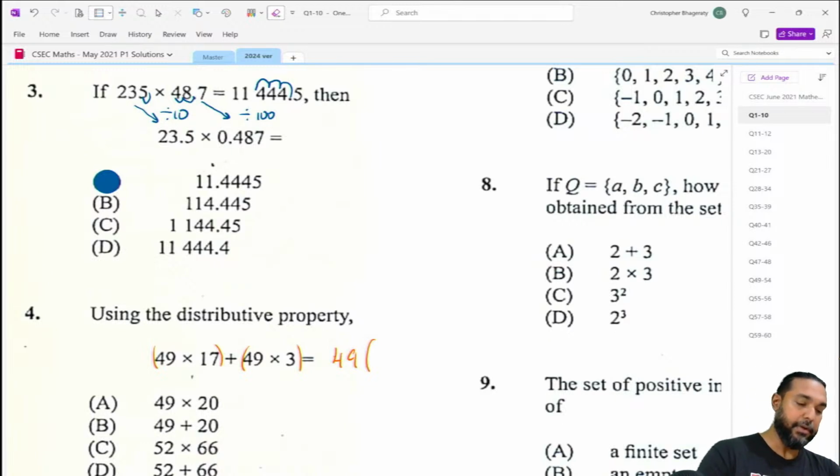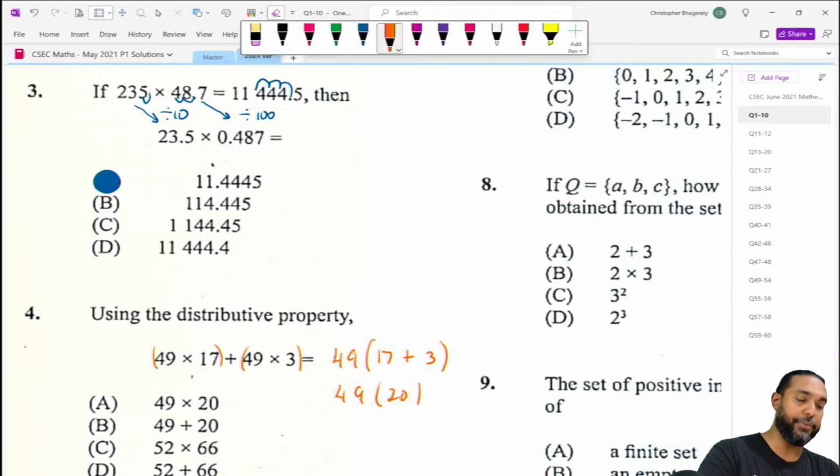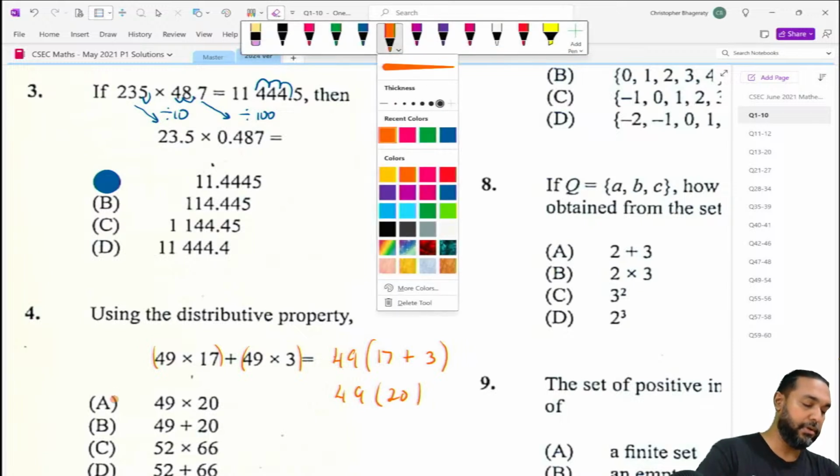Okay, where were we? Right, so yeah, Samara, if you pull out the 14 as a common factor, in the bracket you can put 17 plus 3. 17 plus 3, as we know, is 20. And this is the same as 49 multiplied by 20. So the option here, which is correct, is option E.